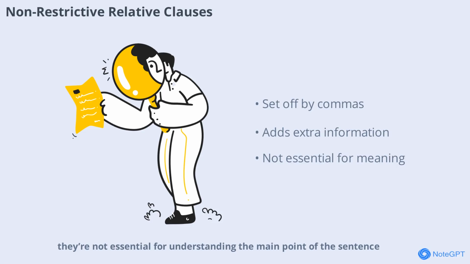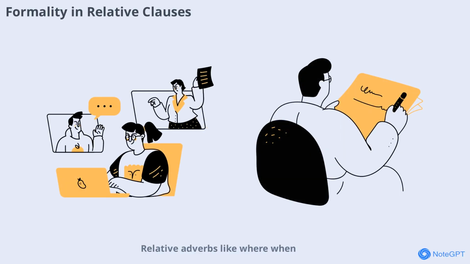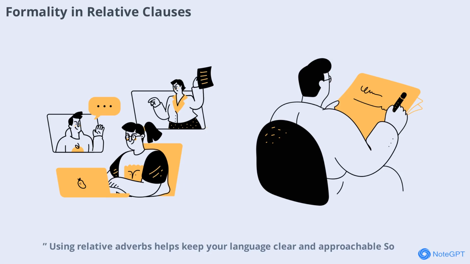Relative adverbs like where, when, and why make our sentences sound natural and conversational. In very formal writing or speech, you might see structures like in which or on which, for example, "This is the house in which I was born." While correct, these sound stiff in everyday conversation. Instead, we usually say, "This is the house where I was born." Using relative adverbs helps keep your language clear and approachable.